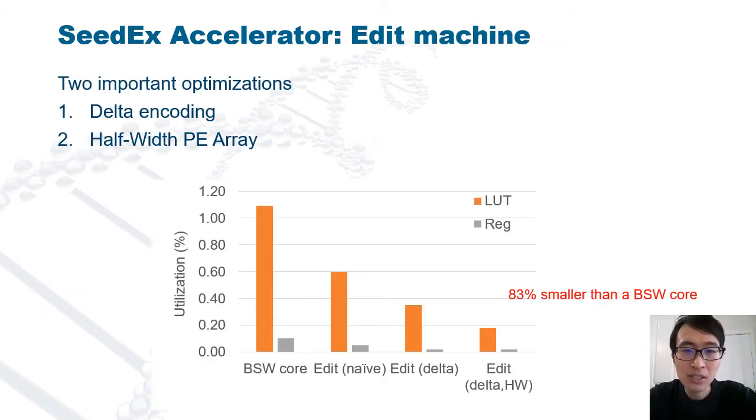The edit machine is the key component to boost the passing rate of the SeedEx algorithm. We introduced two important optimizations, delta encoding and half-width PE array. As can be seen in the figure, these two optimizations contribute to a drastic reduction in area. The optimized large-band edit machine is 83% smaller than the narrow-band BSW core.